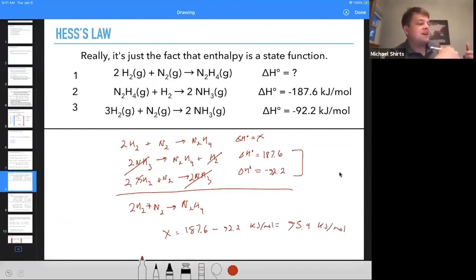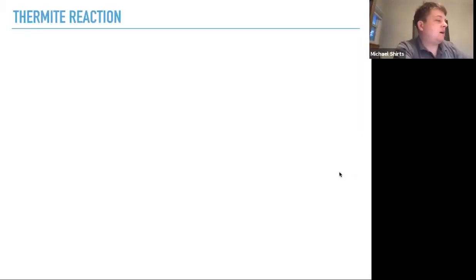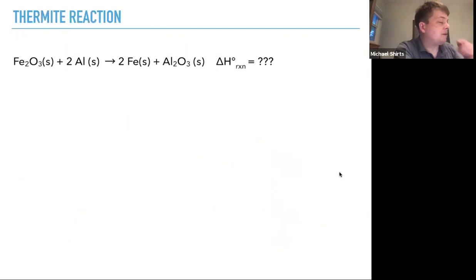So what we essentially have done is rearrange the second two equations to find a route that goes from the desired reactants to the desired products. So that's how we approach these problems. If we have the right enthalpies of reaction, we can rearrange them to form other enthalpies of reaction we're interested in. So let's do this with one of our favorite reactions, the thermite reaction.